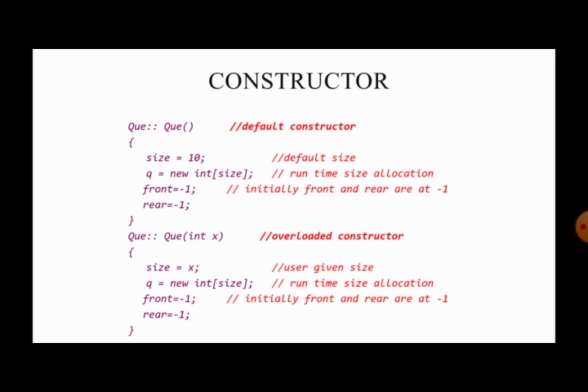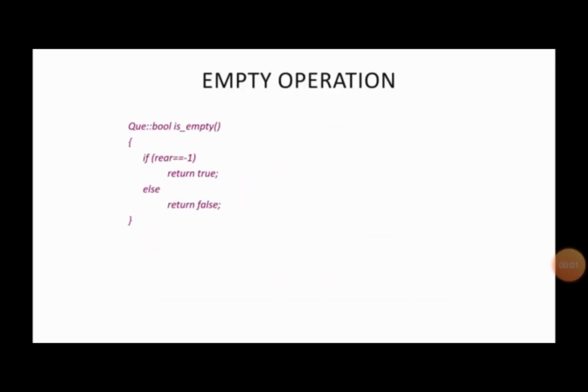So initially, to represent the queue empty, we are assigning front and rear as -1. Moving to supporting methods of queue, the next method is the empty method. The isEmpty method returns true in case the queue is empty and returns false if the queue is not empty. So to check whether the queue is empty, we check whether rear is equal to -1.